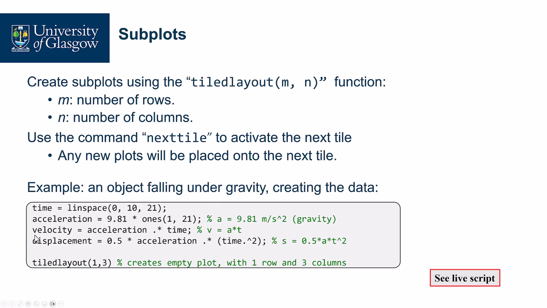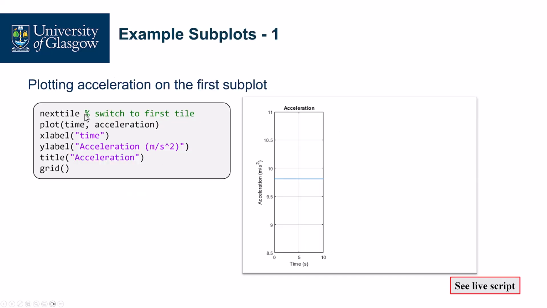Okay, after preparing the data, we use the tiled layout function to generate a 1 by 3 figure. So we have 3 figures, 1, 2, 3 in a row. Now we use the nexttile to activate the first figure. We use this one, plot time and acceleration with xlabel, ylabel, title, grid. This is a MATLAB script. So when we run this, we can generate this figure.